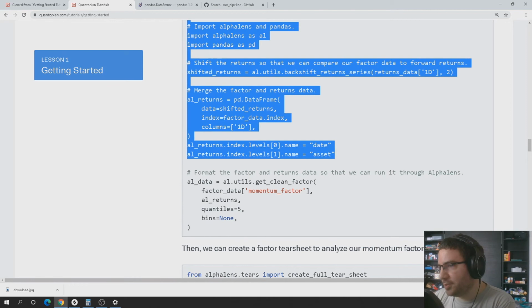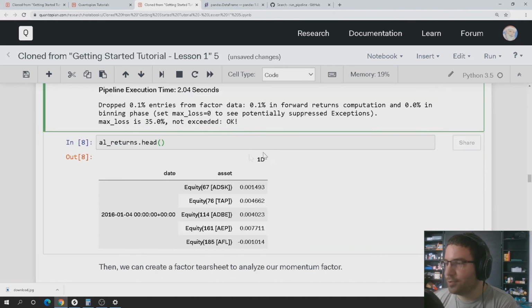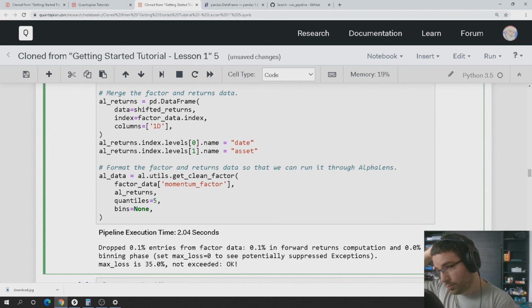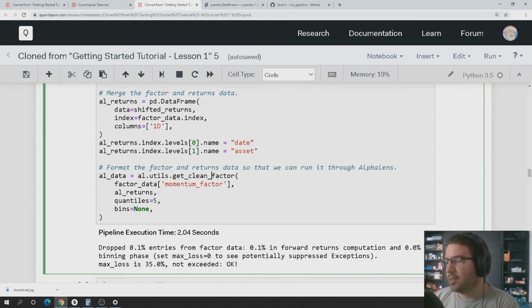And this stuff here is the multi-indexing. Okay, so let's look at this AL returns. This stuff creates this thing where you have a single date, but then on that row for the date you have all these equities, so you don't have the date repeating a million times. And now we stick the factor data and the returns into get clean factor.